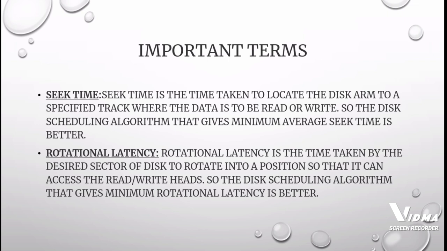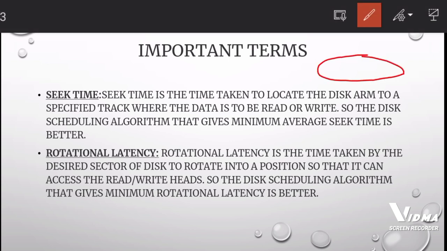Some important terms that come under this scheduling algorithm are: first, seek time. Seek time is the time taken to locate the disk arm to a specified track where the data is to be read or written. So the disk scheduling algorithm that gives minimum average seek time is better. In simple words, the time taken by the disk arm to locate the desired track is called seek time.